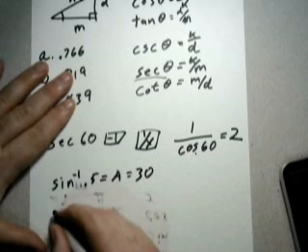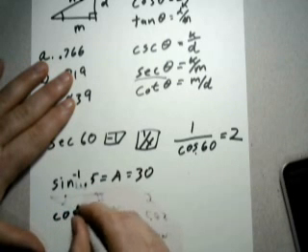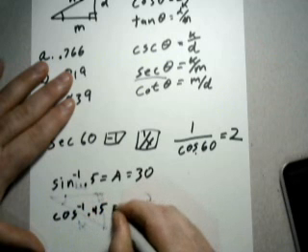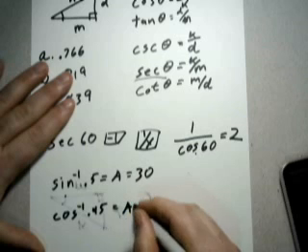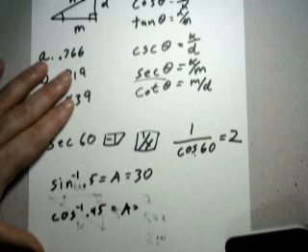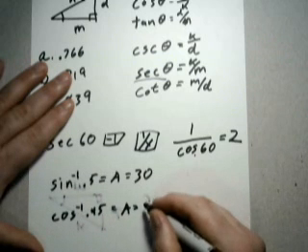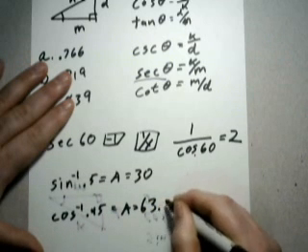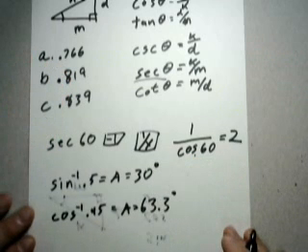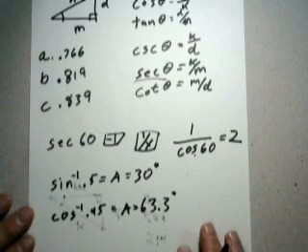Then arc cosine of 0.45 equals angle A, and that is, I don't know that off the top of my head, arc cosine 0.45, 63.3. Well, of course, degrees on both of those. All right. So that was number 3.